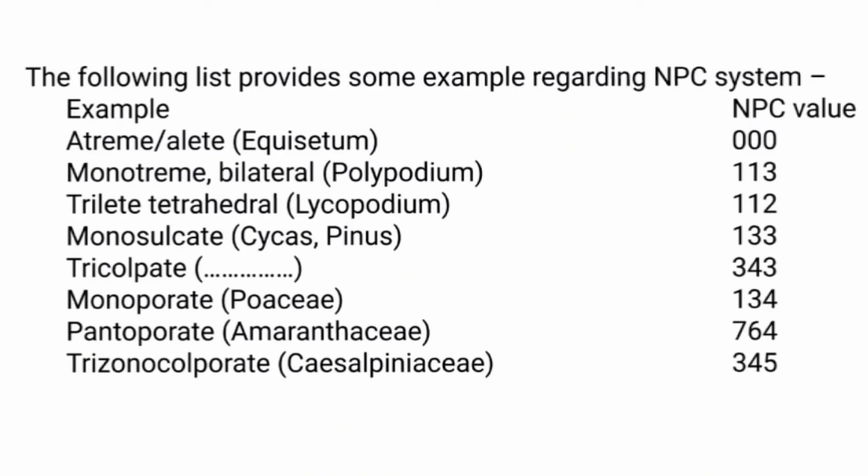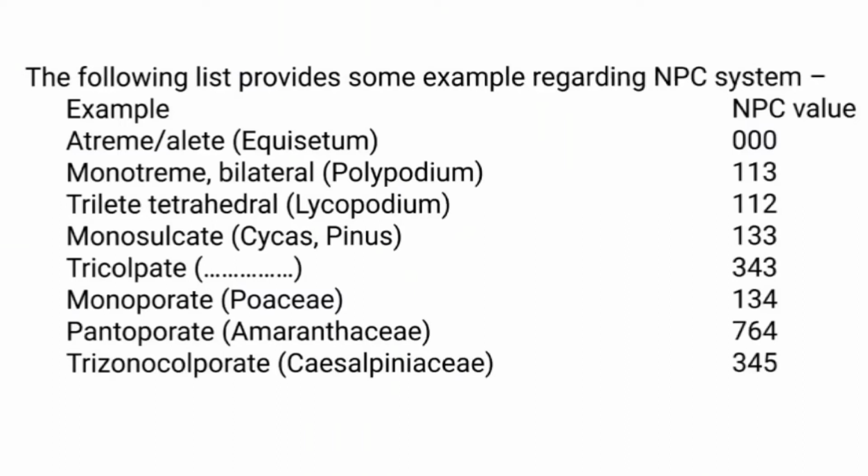So a single furrow-like aperture on the proximal position, what is that called? That is called monotreme, monolete. So it is a monotreme and it is a lete mark. It is found in Polypodium. And 1, 1, 2: here proximal position is there, number is also 1, and C2 means it's a trilete, a triradiate aperture, and proximal in position, so it will be a trilete. That is found in tetrahedral condition in Lycopodium, for example, or maybe in Selaginella also.